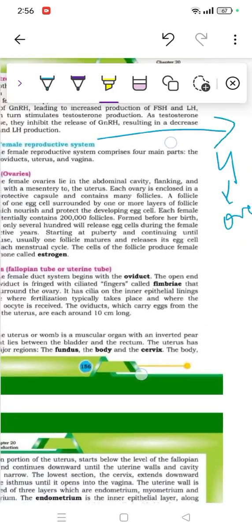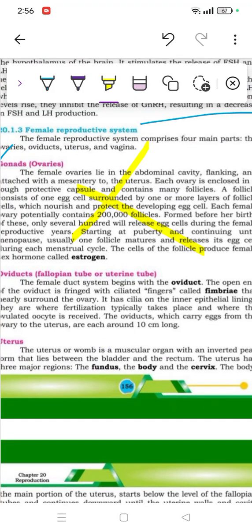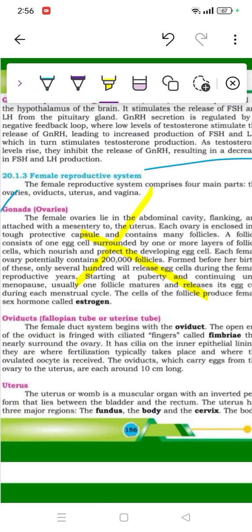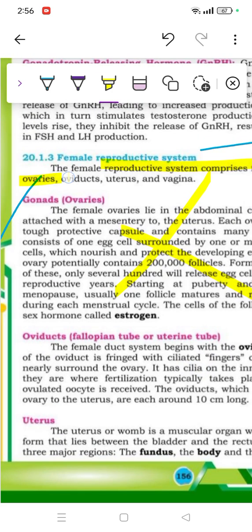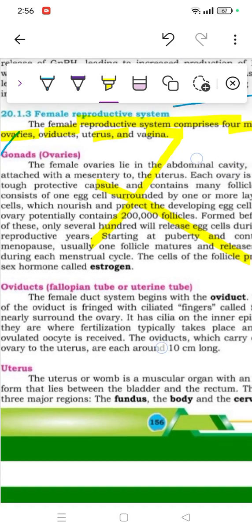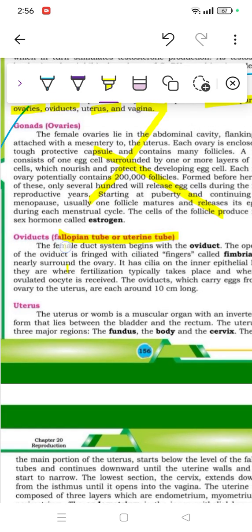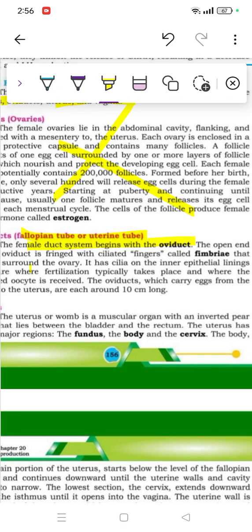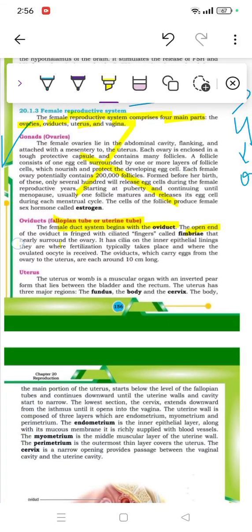So here comes the oviduct. We are done with the ovaries and these all, so we're not going to discuss it now. The female reproductive system consists of four main parts I mentioned: the ovaries, the oviduct, uterus, and vagina. Then comes the oviduct, which is also called a fallopian tube or uterine tube. So the female duct system begins with the oviduct. This means the system begins from here. The open end of the oviduct is fringed with ciliated fingers called fimbriae.